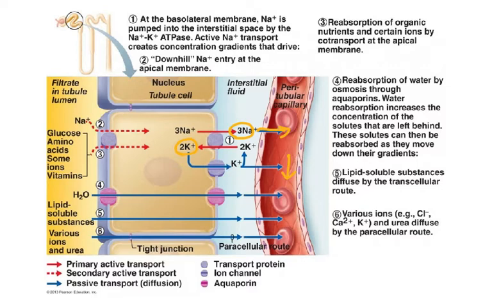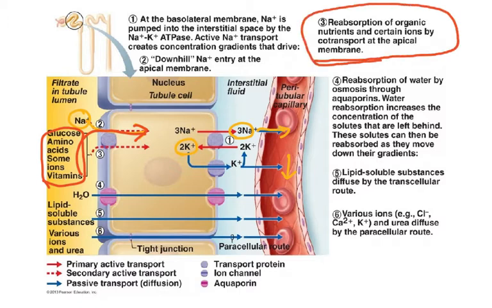Right? Now, so number 2, downhill sodium entry at the apical membrane. Then we have the sodium entering from here into the cell. And then it's again pumped out immediately by the sodium potassium pump. And then, of course, what do we have? We have glucose and amino acids and all this other stuff, entering along with the sodium. And this is called reabsorption of organic nutrients, certain ions, by co-transport at the apical membrane. Apical membrane, or this is the lumen side. This is the basal side.